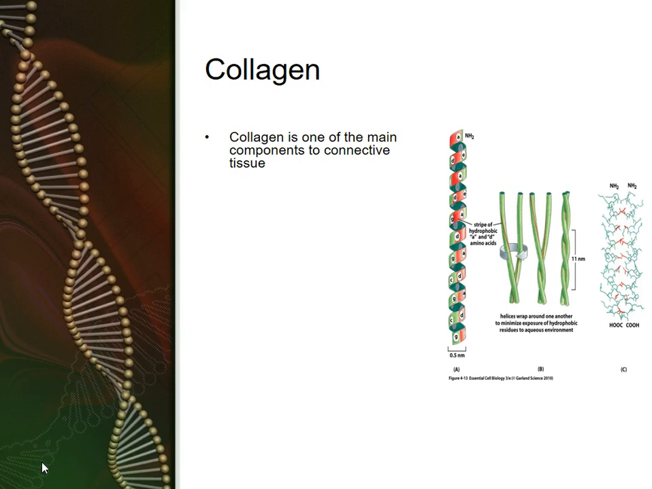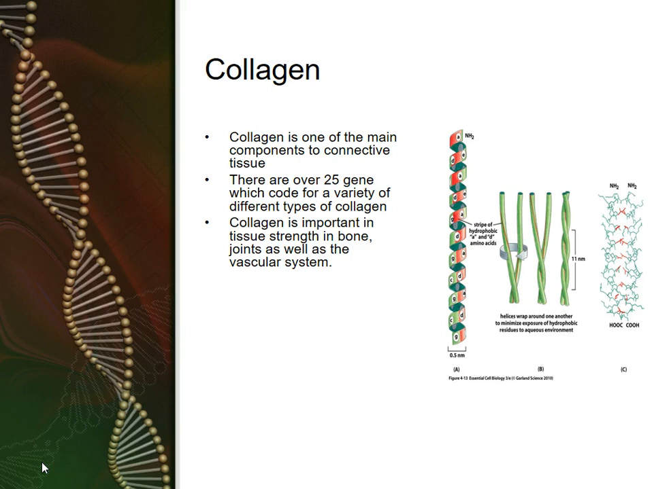Collagen is one of the most important components to connective tissue. There are over 25 different genes that code for various forms of collagen, and some are more important in bones, while others are more important in joints. Many of the collagen genes start with the letter COL. So there's COL 1A1 and 1A2 that's important in bones. There's COL 5A1 that's important in connective tissue. So if you see the word COL, it probably has to do with some type of connective tissue.